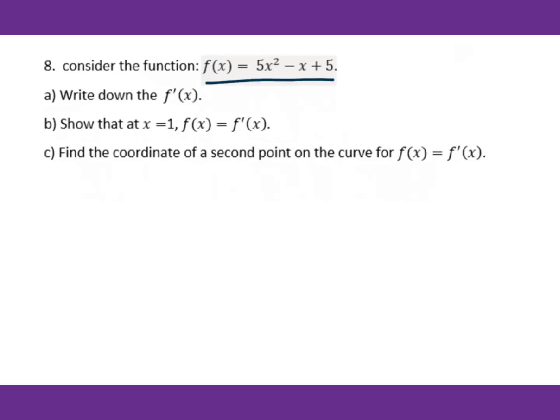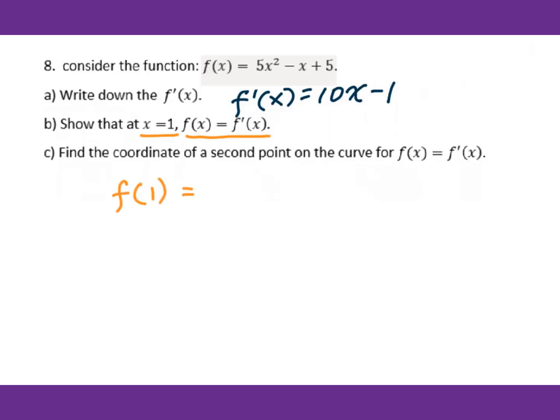Consider the function this. Write down f prime of x. That will be this prime. Here prime: 2 drops down, multiply by 5. That's 10x minus 1. Now for b, show that at x equals 1, f of x equals f prime of x. So I will work on f of 1 first. 5 times 1 squared, I plug into the original function. You will get 5 minus 1 plus 5 equals 9.